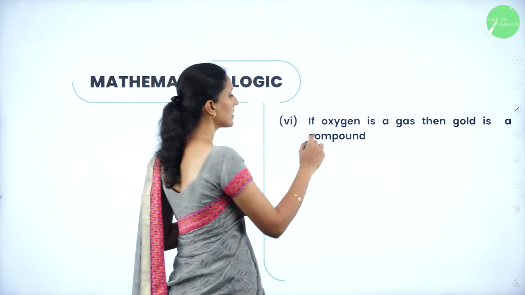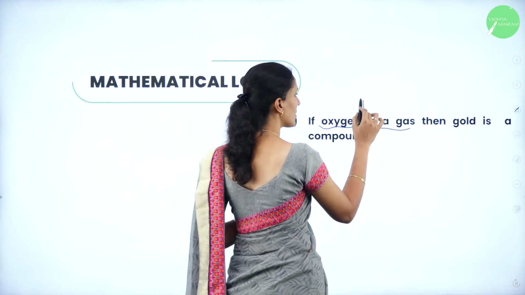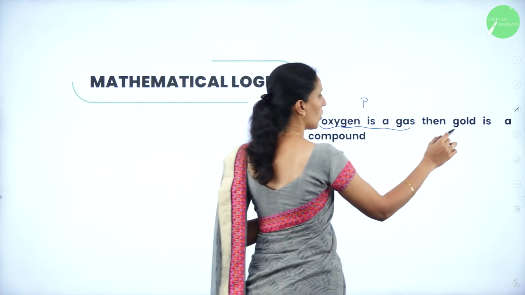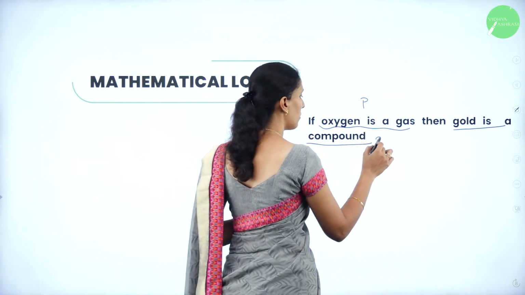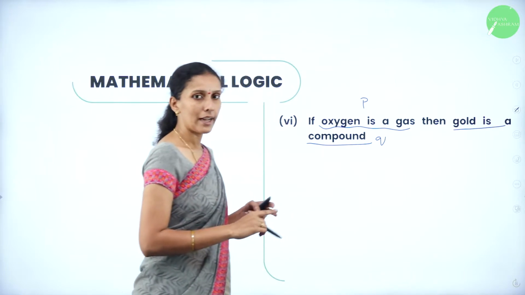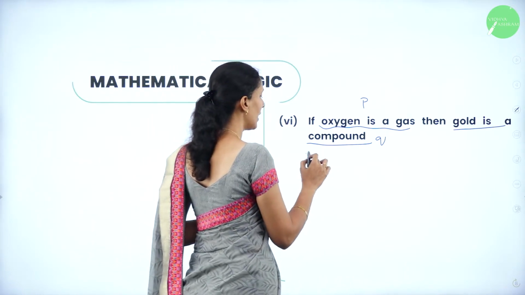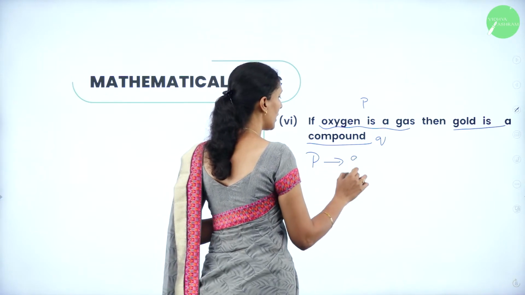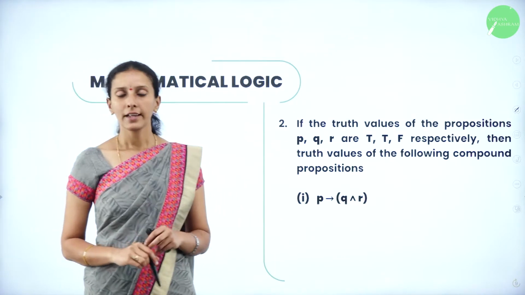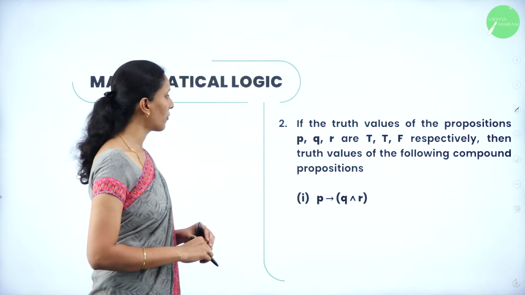Next one, if oxygen is a gas, then gold is a compound. Again, oxygen is a gas is one simple proposition. Gold is a compound, one more proposition. We are connecting with the words if, then. So therefore, it is a conditional statement. P implies Q.